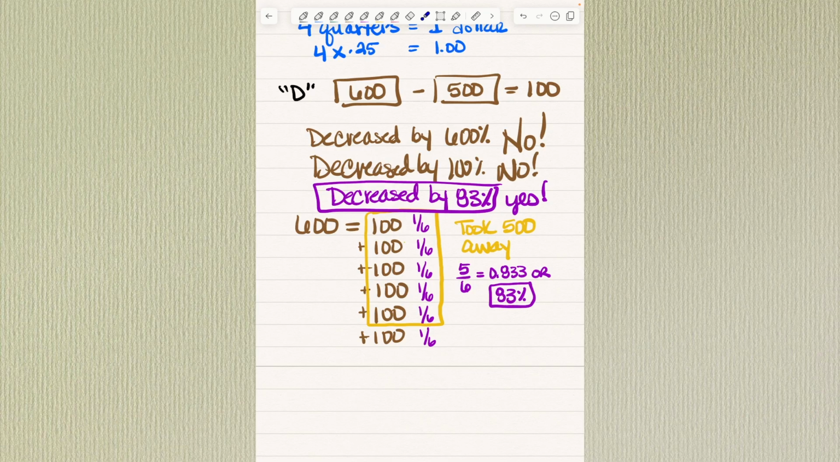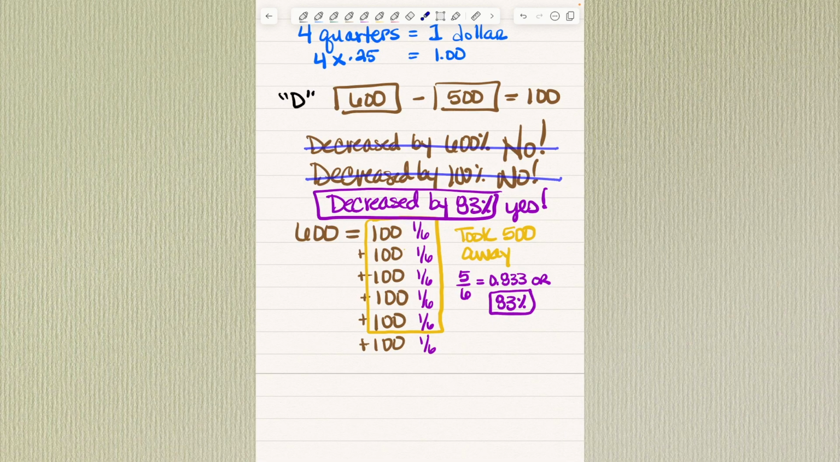Look at the question. I took 500 from the 600. If the 600 is all I have to take from, that represents my 100%. So if I only took 500, I didn't take everything. That's why that's no. But how much? I took a percentage of it. I took 500 from it. And if each 100 represents a 6, right? Because 1, 2, 3, 4, 5, 6. Each 100 is one part of that 6. And I took 5 of them. That's 5/6, 0.833. If you multiply that by 100, you get 83%. So this is an 83% decrease.